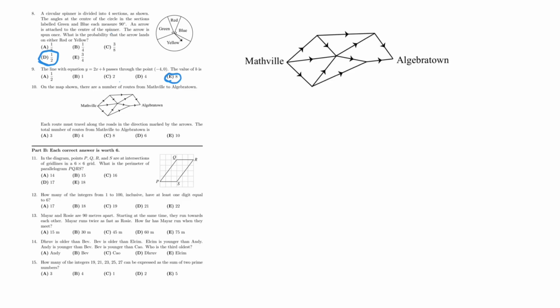From Mathville to the top, that's just the one way. The arrow is here. So from here is the one way. From the bottom is the one way. Now we can do the here. That's 1 plus 1, because here is the 1. So 1 plus 1 plus 1, that's the 3.